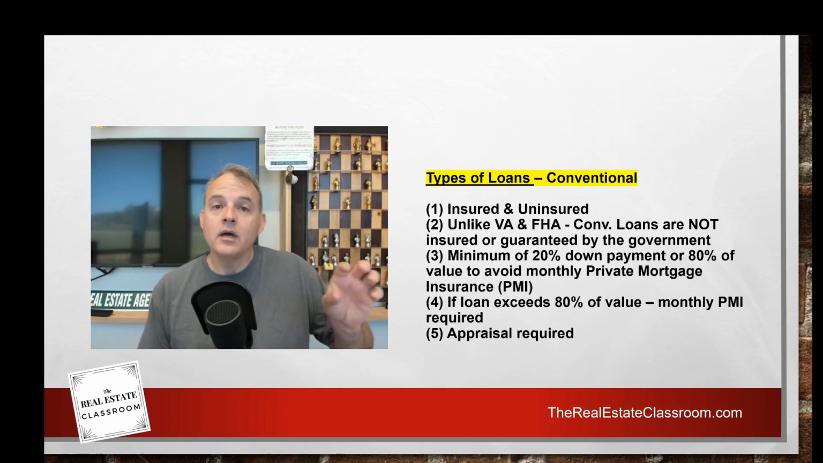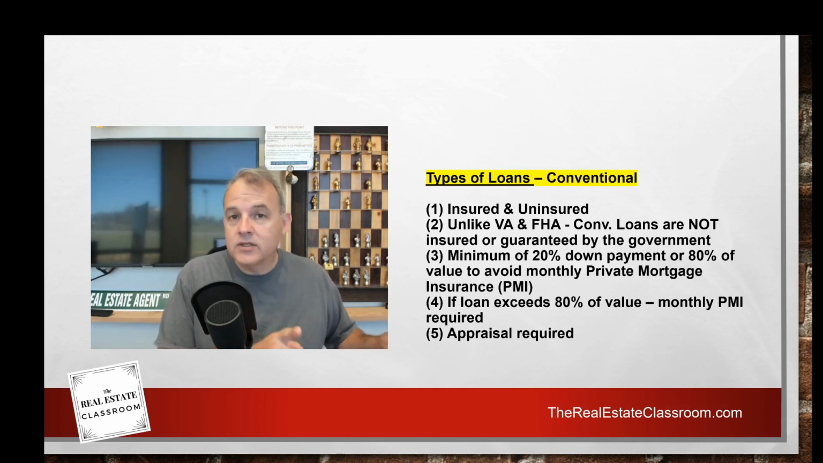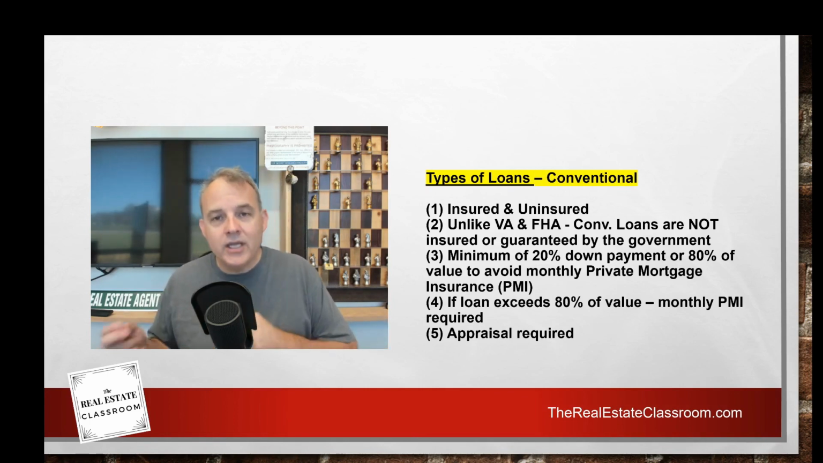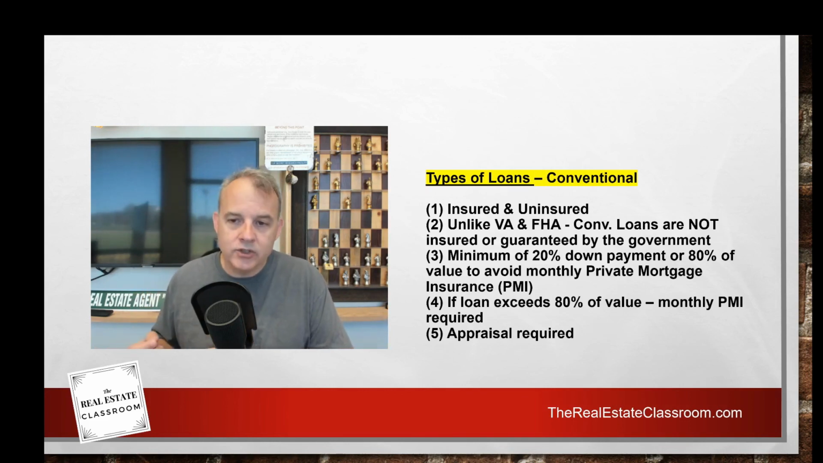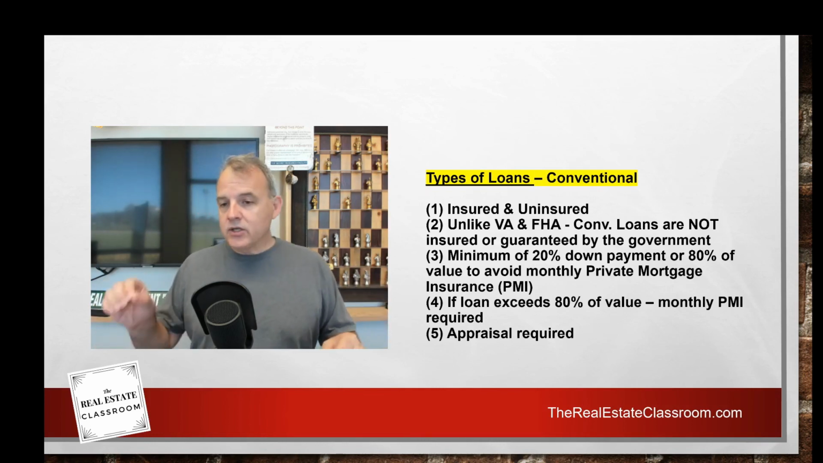Now, FHA, this is a key distinction you have to know. FHA is an insured loan. FHA calls it mortgage insurance premium, or MIP. If it's a conventional loan, we call it private mortgage insurance. All right, that's the difference. There's no PMI on an FHA loan, it's MIP. You have to know that. Conventional loans, PMI.